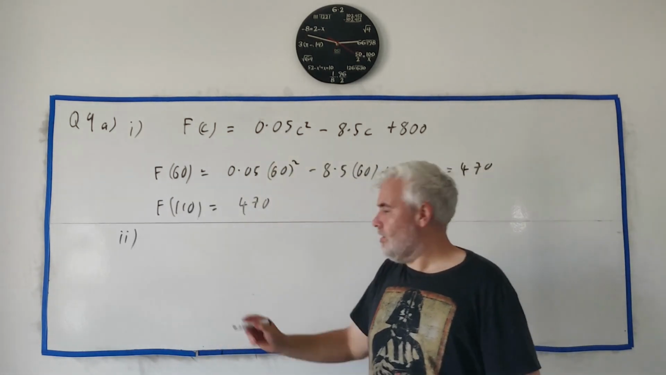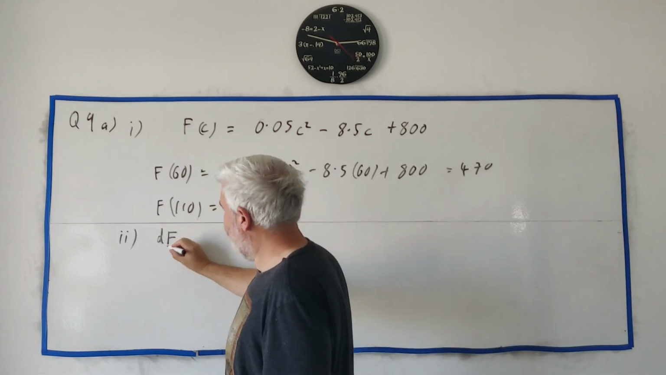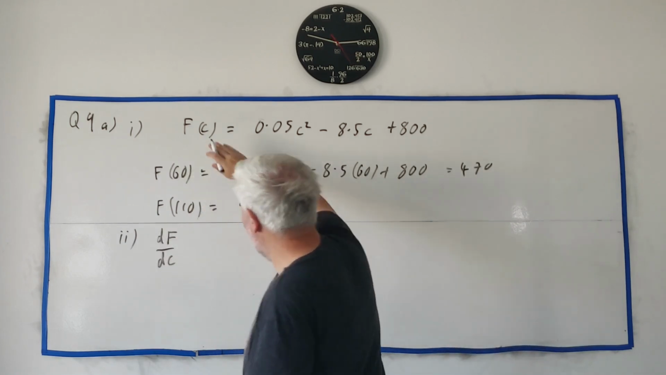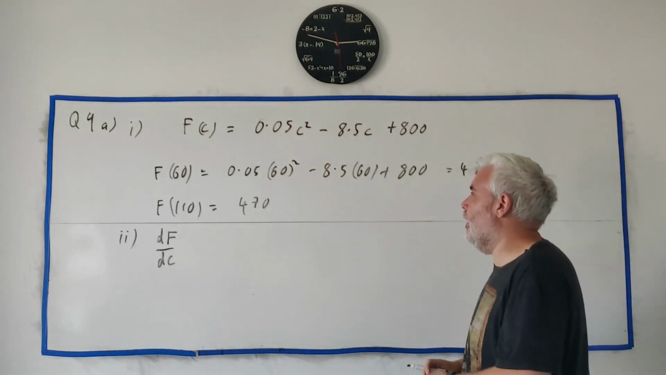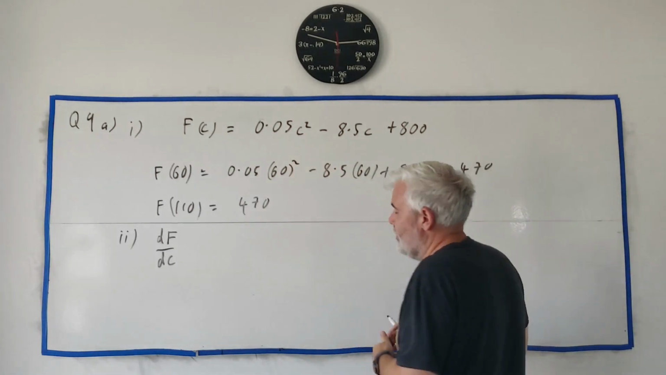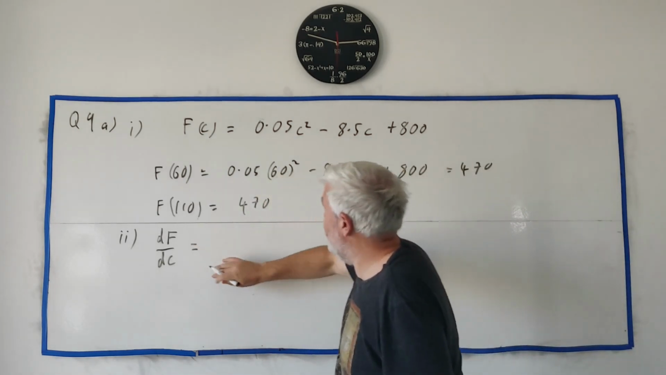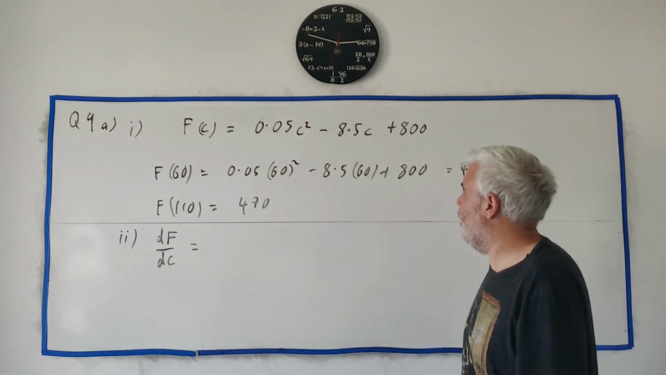In part 2, we're asked to find the derivative, df/dc. Now we have f here, and it's in terms of c. So this is just a matter of differentiating this with respect to c. So don't overthink it too much at this stage. It gets more complicated later in the question.